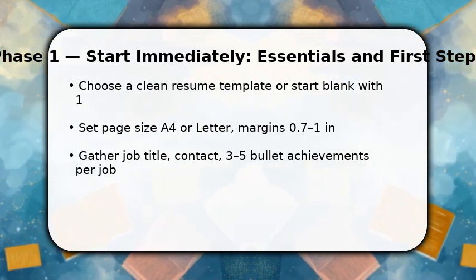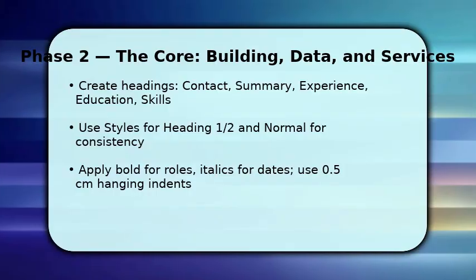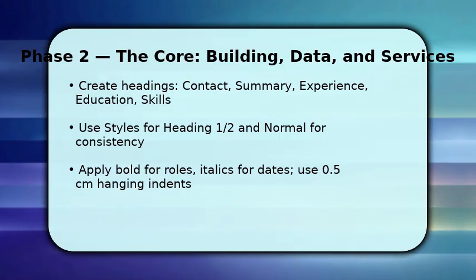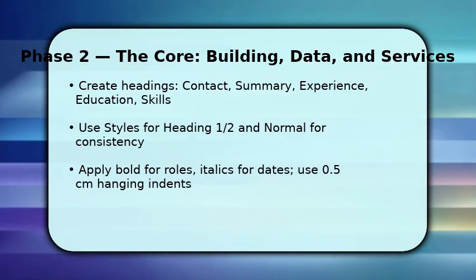Now structure the resume by adding clear sections: contact, summary, experience, education, and skills. You should use word styles for heading 1 and heading 2 so formatting stays consistent and updates globally. For each job, bold the company or role and place dates in italics. Use a 0.5 cm hanging indent for bullet alignment.